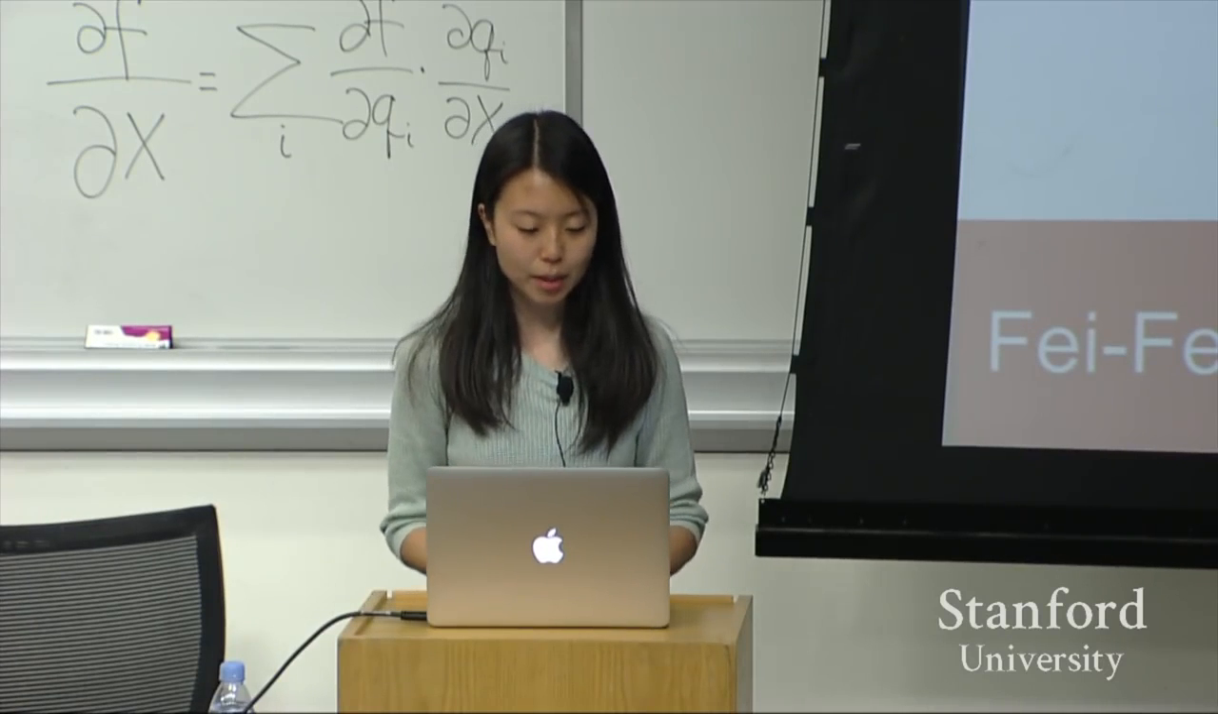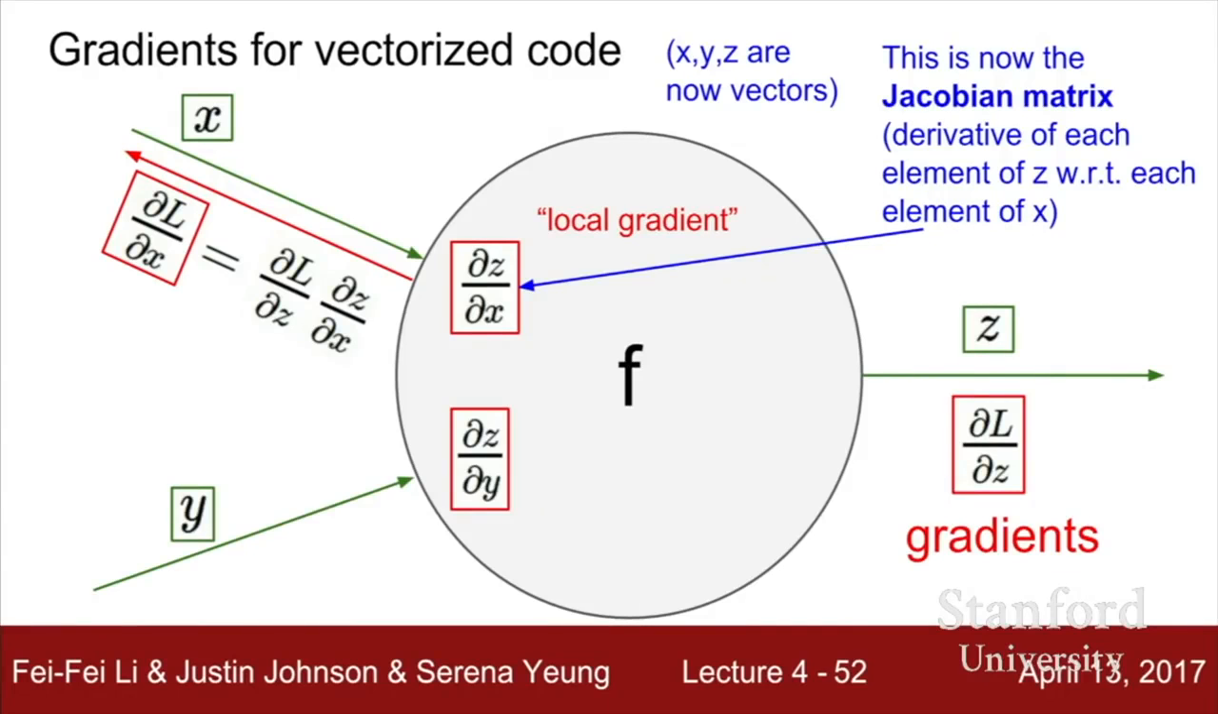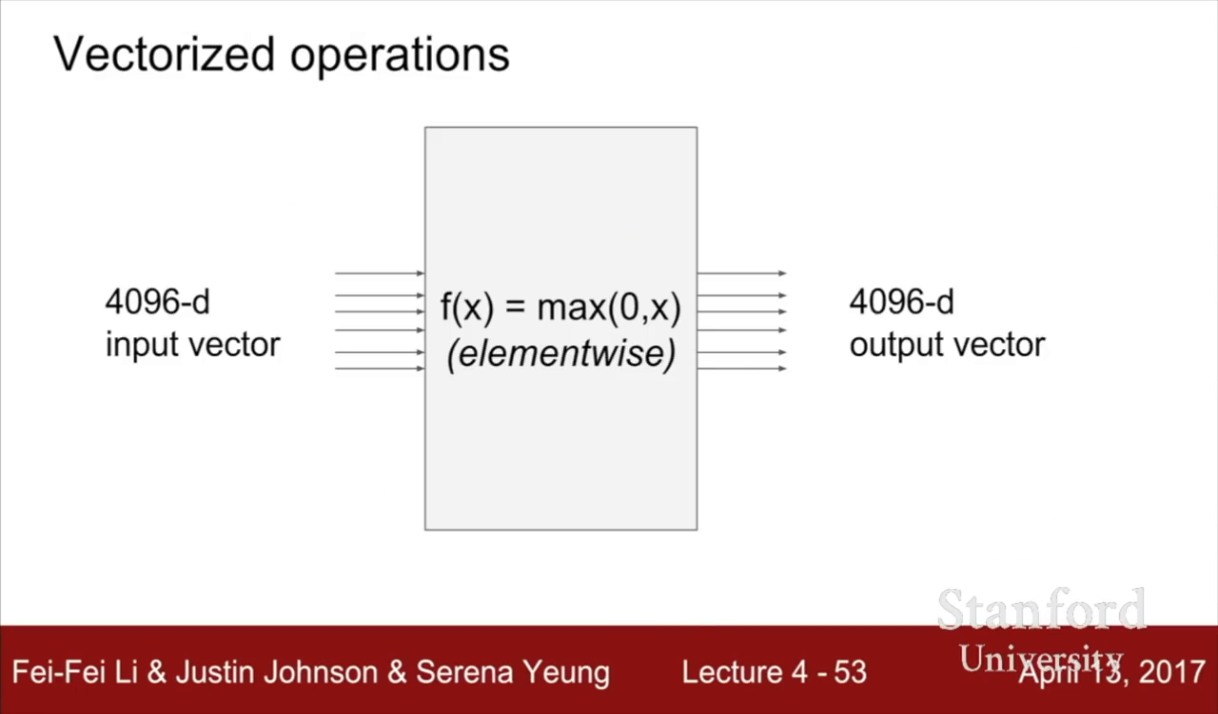Okay, so now that we've done all these examples in the scalar case, we're going to look at what happens when we have vectors. Right, so now for variables x, y, and z, instead of just being numbers, we have vectors for these. And so everything stays exactly the same, the entire flow. The only difference is that now our gradients are going to be Jacobian matrices, right? So these are now going to be matrices containing the derivative of each element of, for example, z with respect to each element of x.